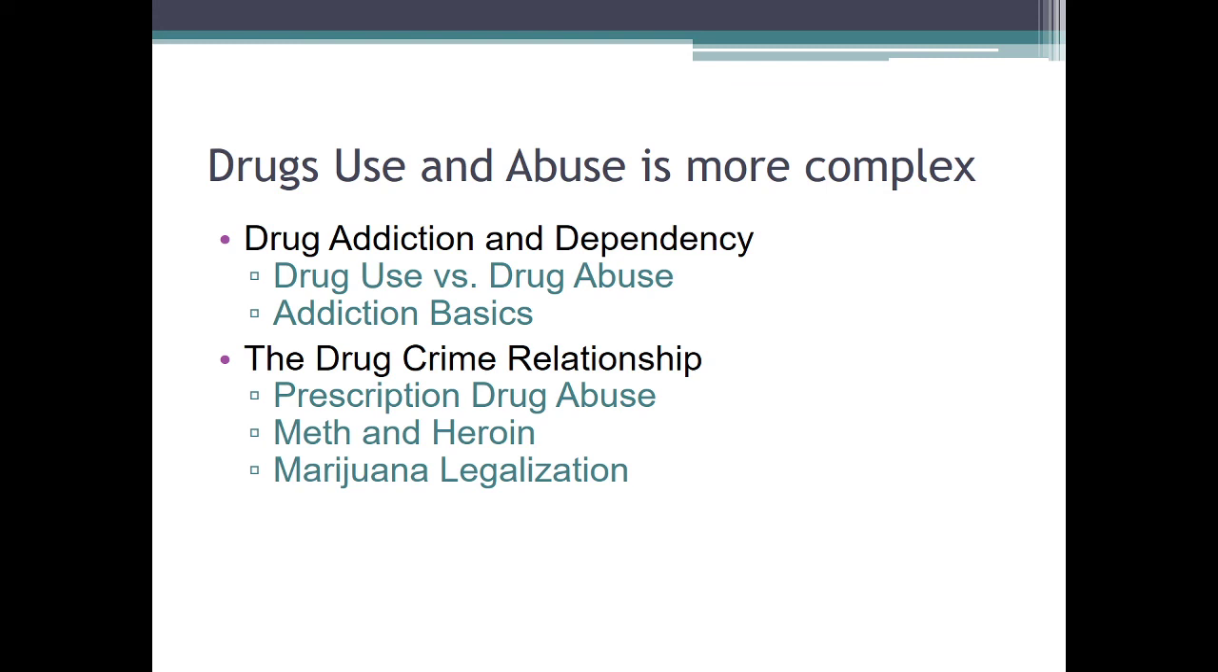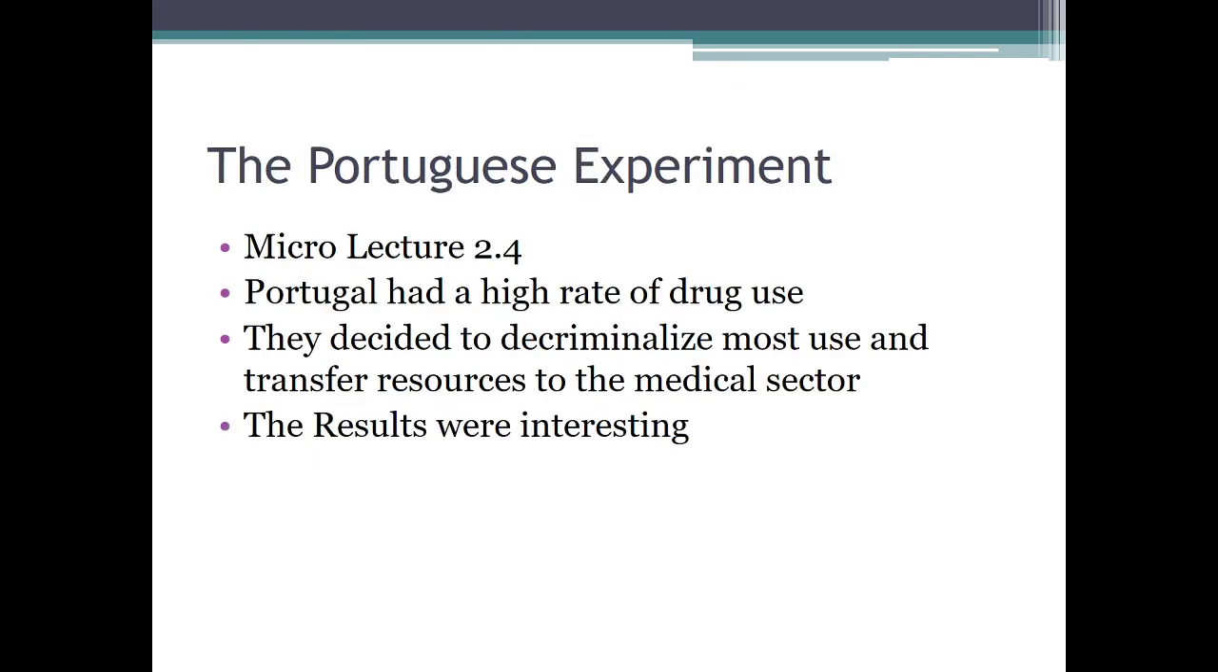So we can look at different types of drug crime relationships. We can look at that gray market I talked about earlier, which is prescription drug abuse. We can look at the very definite black market in drugs like meth and heroin, and then we can look at the kind of middle path that we're exploring with marijuana legalization. One of the lectures, I'm going to check these numbers here, is the Portuguese experiment.